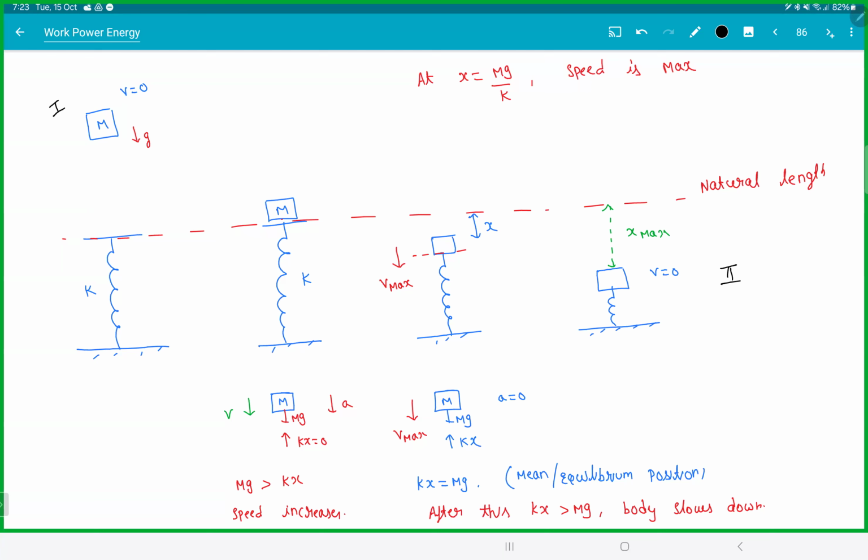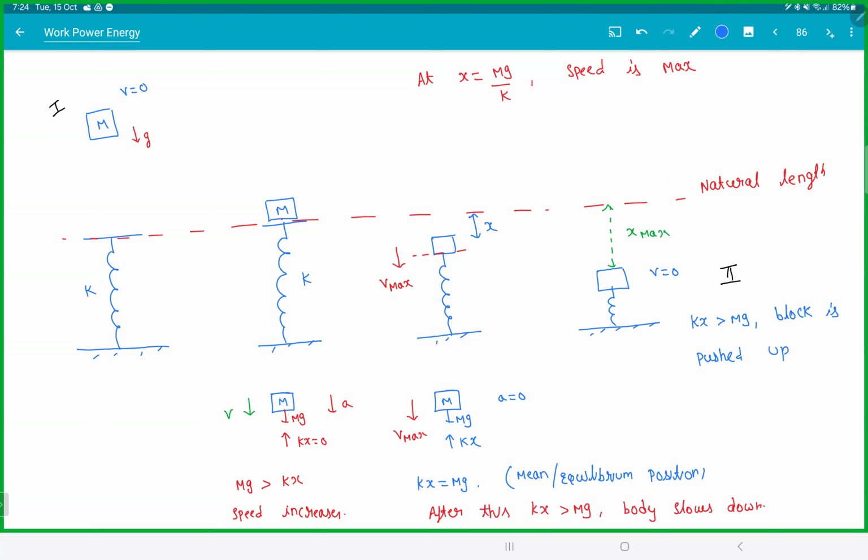Is this analysis making sense, everyone? So first the block will fall, then it will hit the spring, then it will compress the spring. mg and kx both are fighting. mg is greater than kx initially, right? So it will speed up. Once it crosses this point, kx becomes greater than mg. Now the block is pushed up again. So this block will never stop. It will just keep on bouncing up and down.